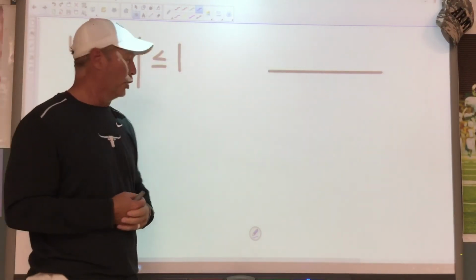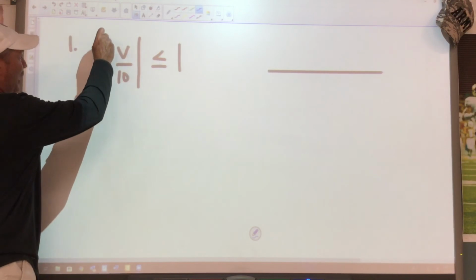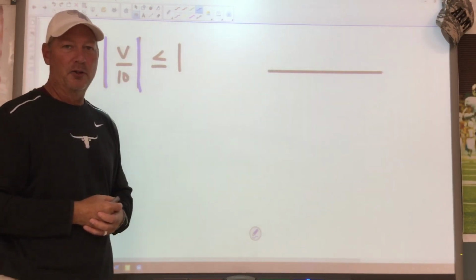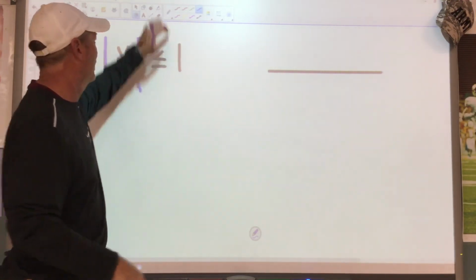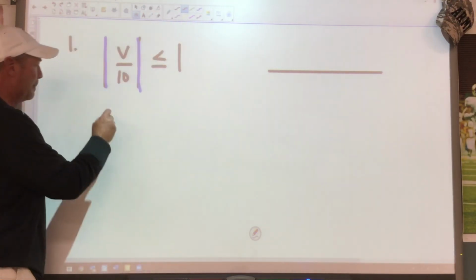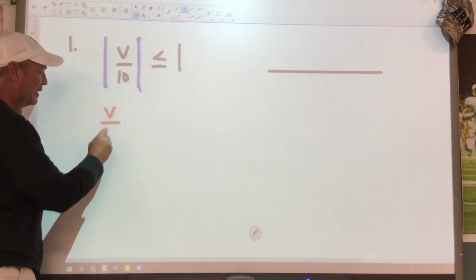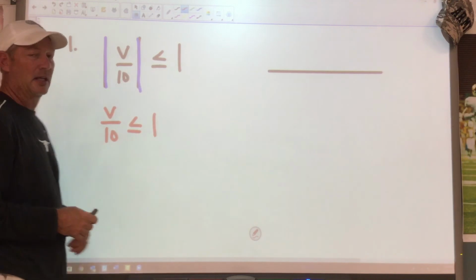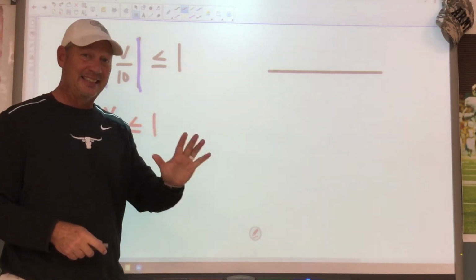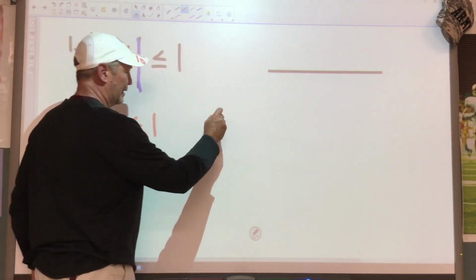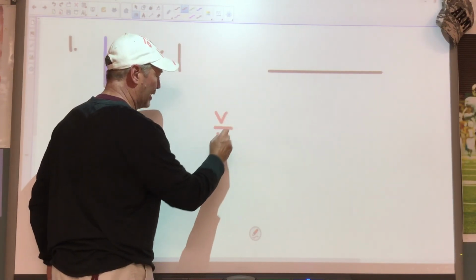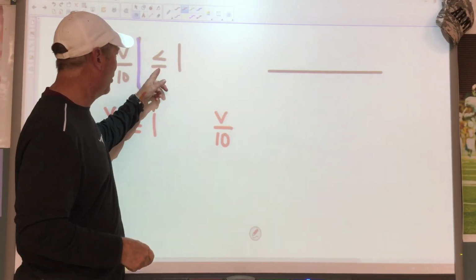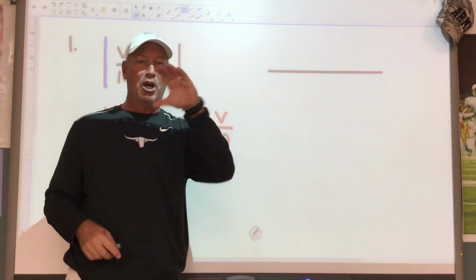Problem number 1 on your worksheet. My absolute value is by itself. So we're going to work it two ways. All right, so we're going to come in here and we're going to say V over 10 is less than or equal to 1. We have to work it two ways. The second way we're going to work it, we're going to say that V over 10. Now when you work it the second way, remember, I'm going to need you to flip your symbol the other way.